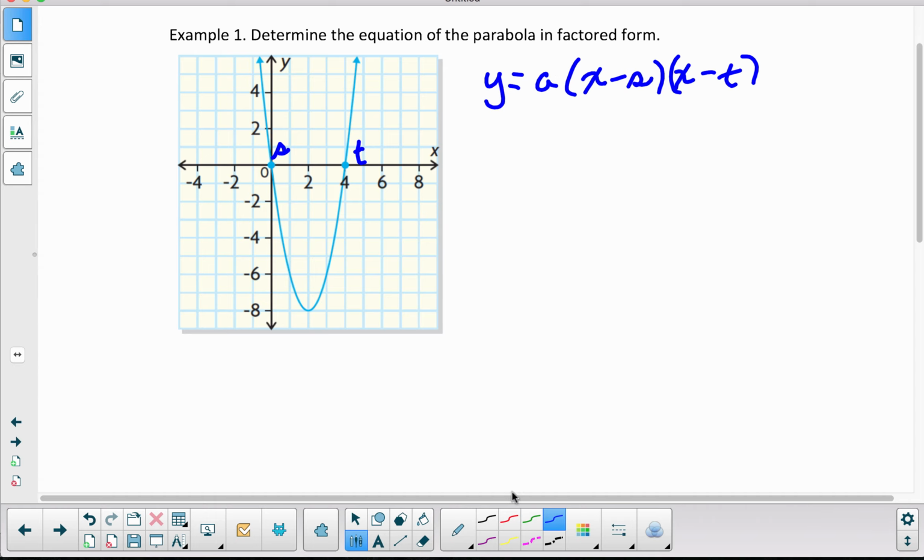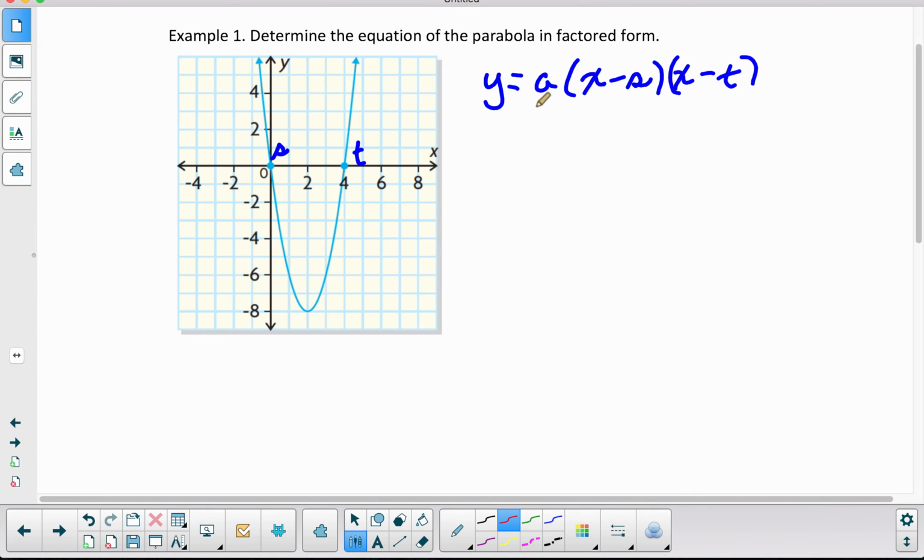Now, a is usually going to be the one that we're not given explicitly. So what can we do? Well, if we find some other points on the parabola, those have the coordinates of x and y, and so we can fill in the x and y with some other point on the parabola and then determine what a is. So when you're finding the equation of a parabola, usually the goal is to use the x-intercepts and also another point on the parabola, which gives you an x and a y coordinate, to find a.